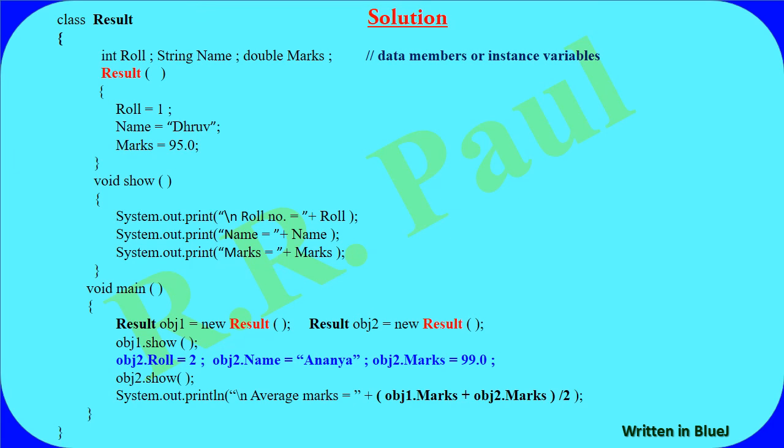I hope that you have really worked on that problem before checking the solution. So, the explanation. The class name is result, the constructor name is result, and this constructor will assign these default values 1, Dhruv and 95.0 to the members associated with each object. That means object number 1 will also have the same set of values as the default values when it is created, and when object number 2 is created, it will also get the same set of values.